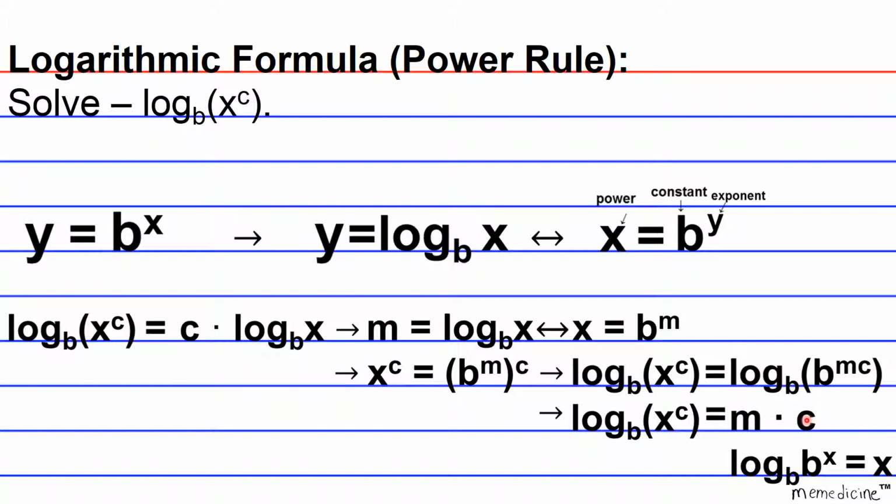Now we can go back and undo the labeling. We assigned m the value of log base b of x, okay? Therefore, the log base b of x to the c, and it's okay if we reorder these because in multiplication order doesn't matter. So we're first going to write out our c times the value of m, which is the log base b of x. And we see that this formula corresponds to this formula, and that's our answer.